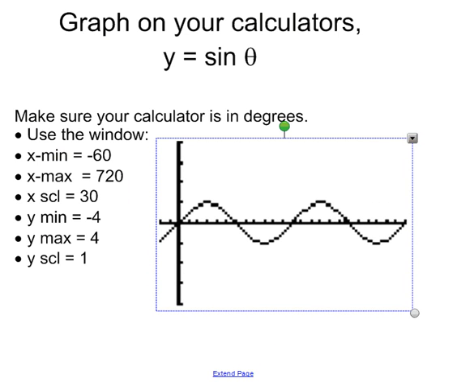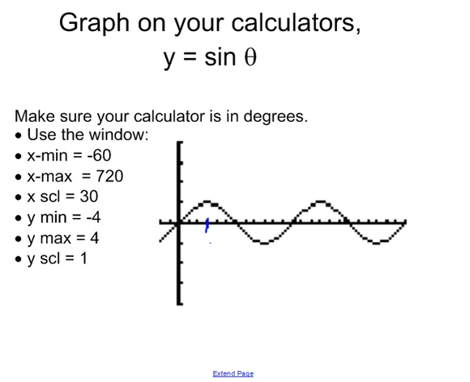All right, some important points to know. 90, that was where it was 1. 180 is where it was 0. 360, it's 0 again. And this is 270. All right, so you can see it repeats its cycle every 360 degrees.